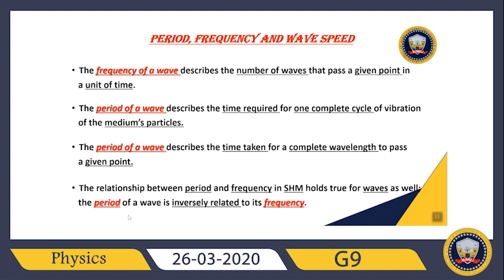There is an inverse relationship between the frequency and the period, as we have said before: f equals 1 over T, or T equals 1 over f. f is the reciprocal of the period and the period is the reciprocal of the frequency. So the period is inversely related to the frequency, the same as in the simple harmonic motion. So we have studied now the period, the frequency, and the relation between them. Now we are going to study the wave speed.